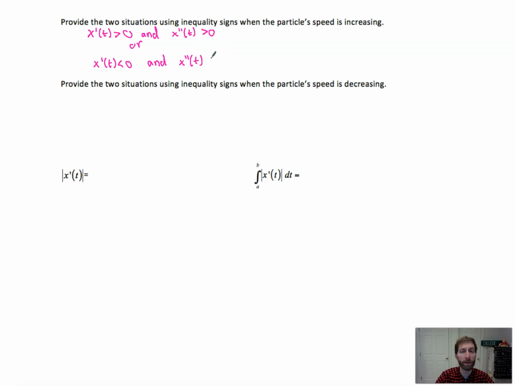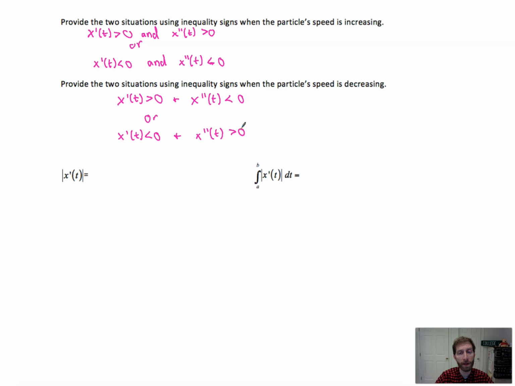So both acceleration and velocity need to agree in order to have a speed that's increasing, or to be speeding up. To have speed decreasing, you'd have to have opposite signs. So here that would be x prime of t could be greater than 0, but then acceleration would be less than 0. So that would be opposite signs. So that and that. Or we could have the velocity is less than 0 and the acceleration is greater than 0.